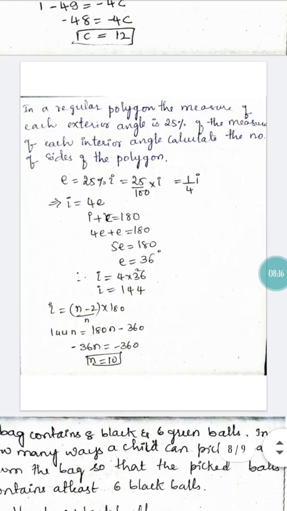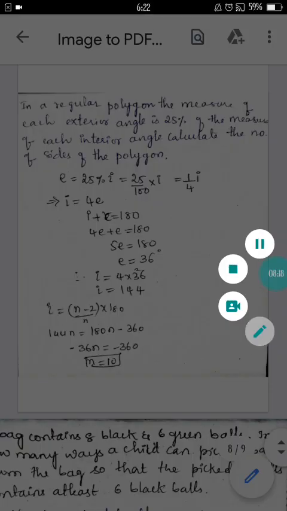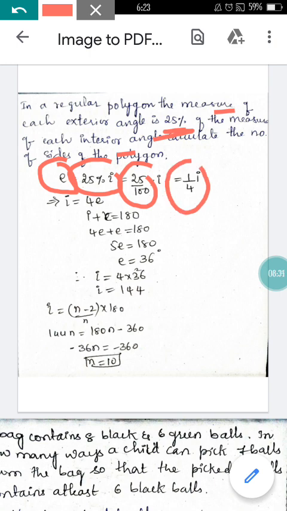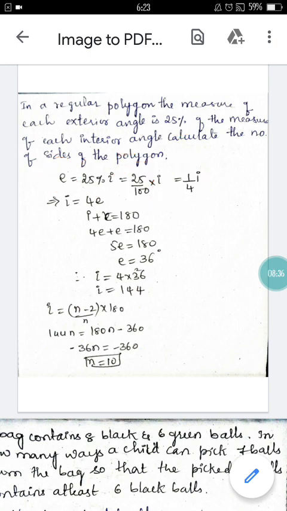Now come to the next question. In a regular polygon, the measure of each exterior angle is 25% of the measure of the interior angle. What have they given in the question? Exterior angle is 25% of the interior angle. 25% I have written in the form of 25 by 100. Then you are going to get 1 upon 4th of I, right?